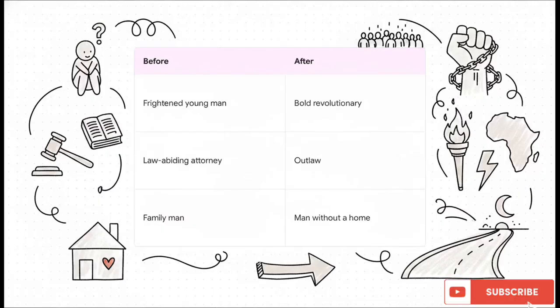And this internal transformation right here is the absolute core of his character sketch. That deep hunger for his people's liberation essentially forced him to sacrifice his own personal life. It transformed a frightened young man into a bold, fearless revolutionary. It drove a respectable law-abiding attorney to become a political outlaw, and it turned a family-loving husband into a man forced to live this twilight existence without a home. Highlighting this before and after contrast in your essay brilliantly illustrates the massive shift he underwent for his nation.